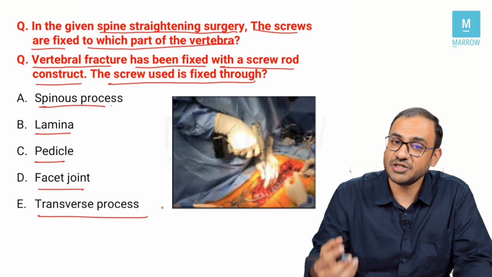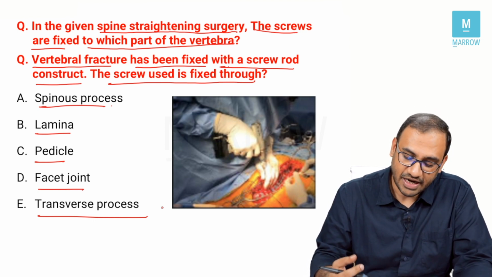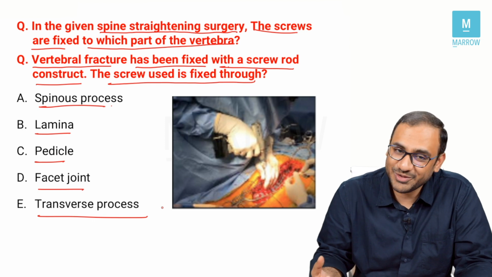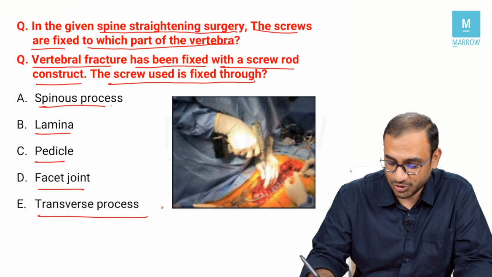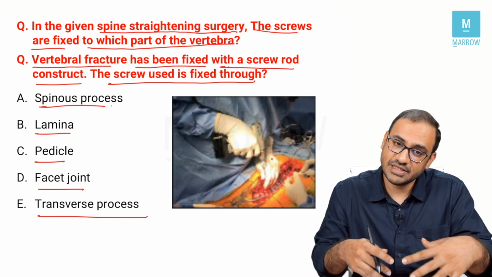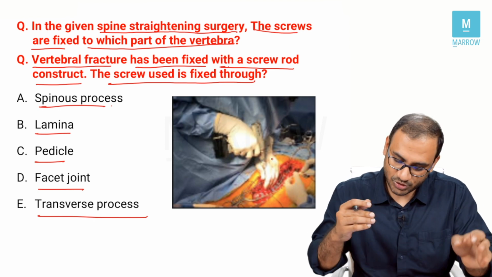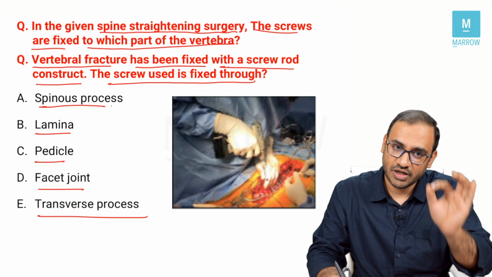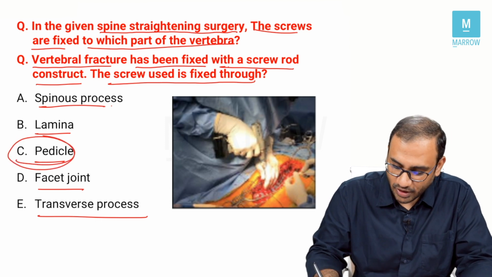Now I don't know if the image was given or not. Most of the students were saying it was given, some were saying it wasn't, and I don't think it would have made a huge difference, because it would have been a huge task to identify what they are trying to show you. Nevertheless, in this image, it's a spine surgery where the patient is prone and the surgeon is approaching the spine from the posterior aspect, and he's making a hole to put the pedicle screw. So the answer here is pedicle, and I will tell you how.